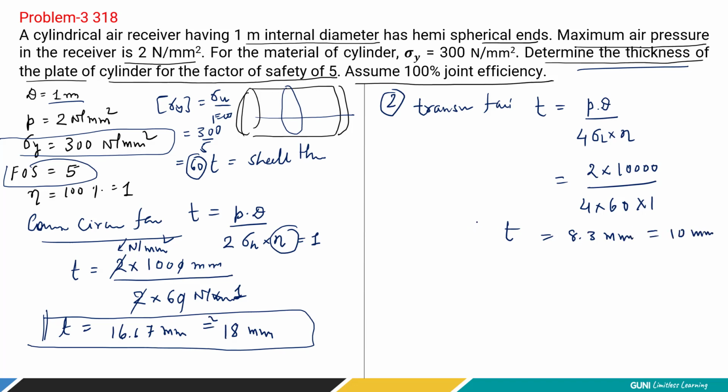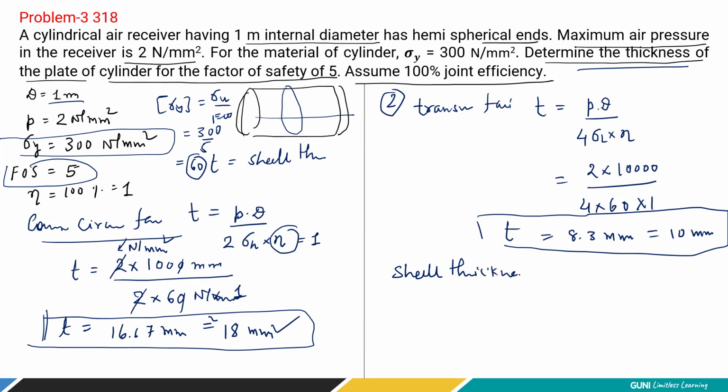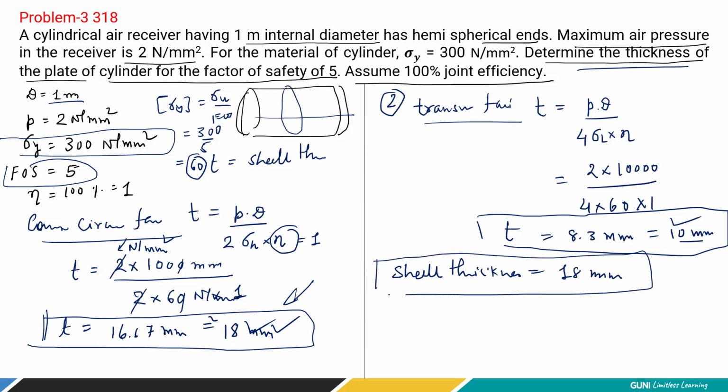So we have two shell thickness values, out of which this is the higher value, which will take care of the failure of the pressure vessel in two ways. One is longitudinal failure, second is transverse failure. So here the shell thickness is equal to 18 millimeter. We cannot take this 10 mm. If you choose the 10 mm, it survives the transverse failure, but it is going to fail in the circumferential failure. But this higher value will take care of both situations. So our final answer is 18 millimeter.